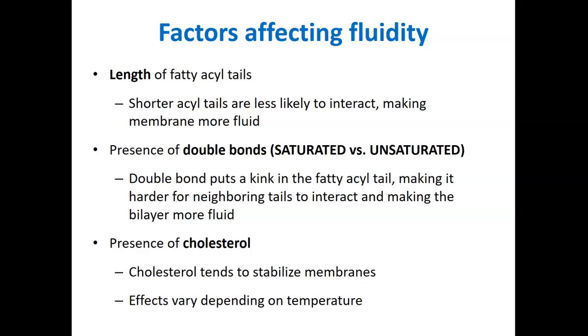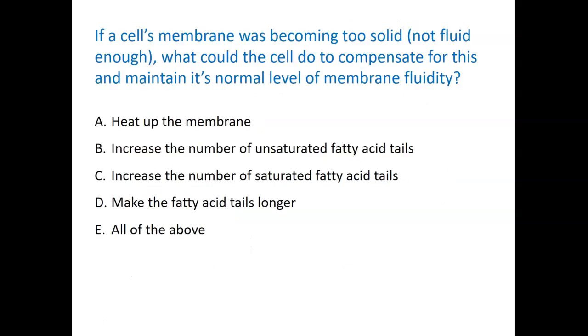All right, so this just summarizes everything we just talked about as it pertains to membrane fluidity. The length of the fatty acid tails is incredibly important. The presence of double bonds due to our unsaturated fatty acids is going to affect our fluidity. And lastly, the presence of cholesterol is incredibly important to maintaining the fluidity of the membranes.